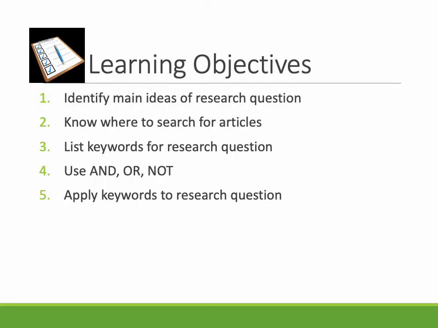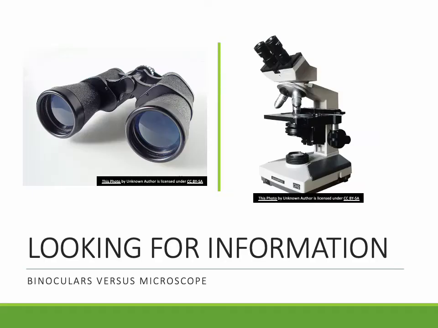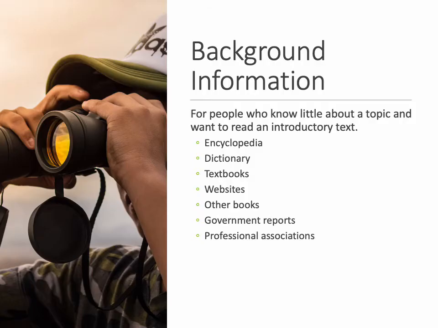Here are the main ideas for this video. Think about looking for information as when you need a microscope versus binoculars. A microscope is when you need very fine details of things, so it's really specific, versus binoculars when you want to get a general overview of the layout of what you're looking at. So think about looking for information in that way, which means that you're going to use different tools depending on what your information need is.